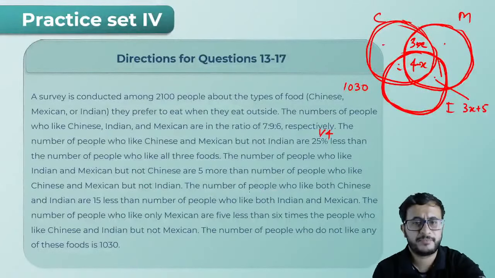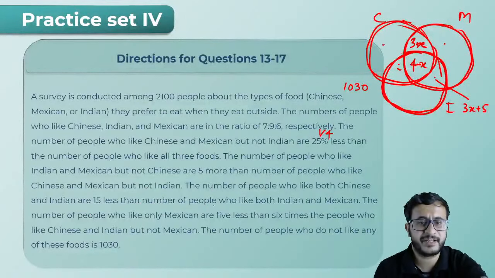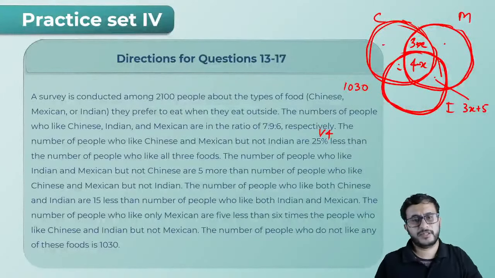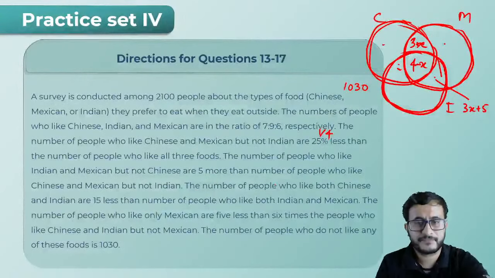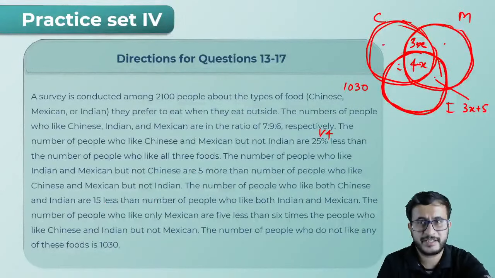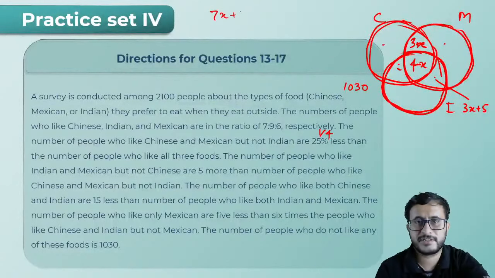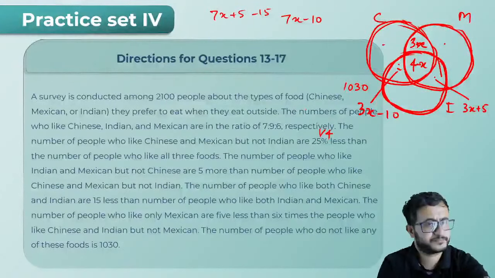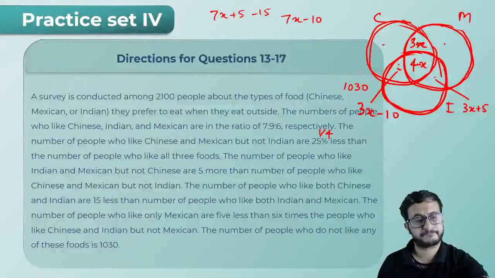Okay, and the number of people who like both Chinese and Indian are 15 less than both Indian and Mexican. Now you need to be very careful that it is talking about the number of people who like both Chinese and Indian. मतलब ये complete बात कर रहा है, that is 15 less. So 7x plus 5 minus 15, that is 7x minus 10. Right, 7x minus 10, so 4x ही है, so this will be 3x minus 10. ठीक है, ये 3x minus 10 आ गया होगा.